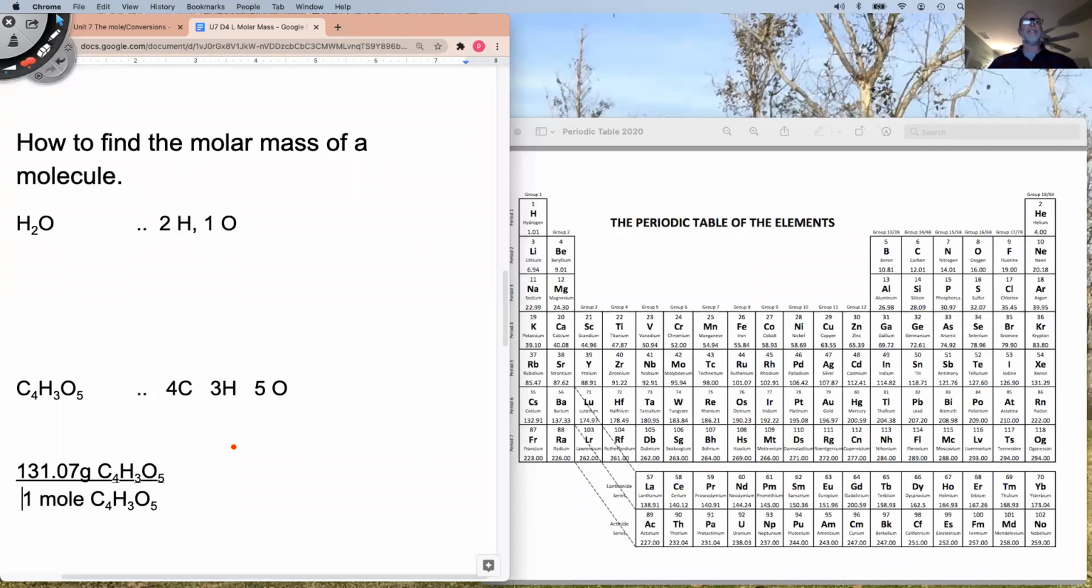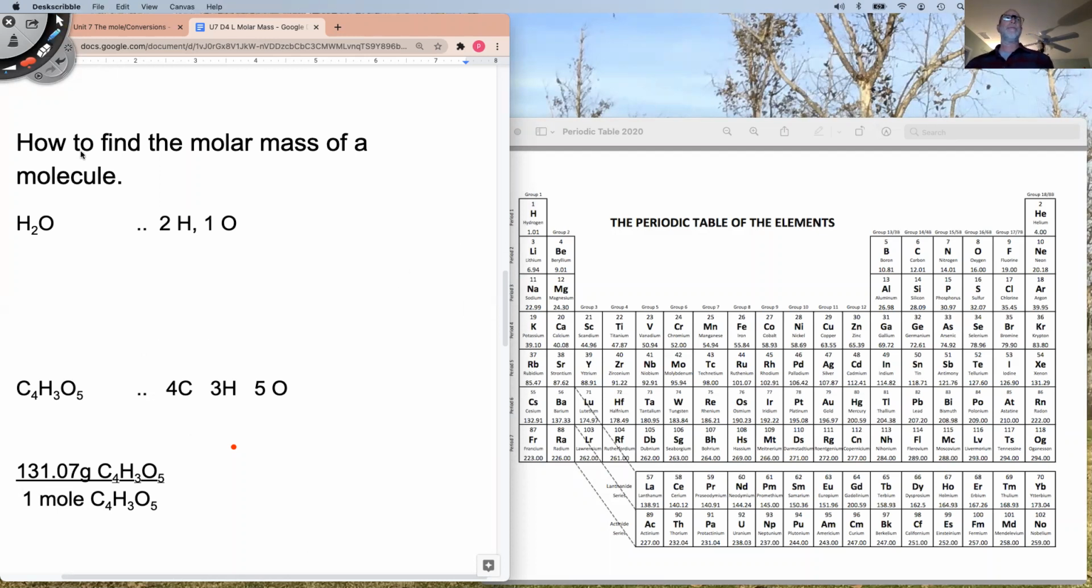All right, so the answer would be 131.07 grams of this compound for every 1 mole of this compound. Mr. Pete, show us again, how would you do that? Well, you'd work it out like this, all right?